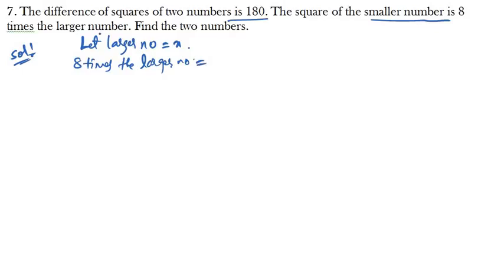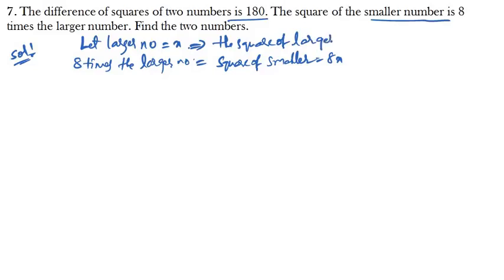So he's saying that the square of the smaller number is 8x, from the question itself. The square of the larger number is x squared. So the difference is x squared minus 8x is equal to 180.